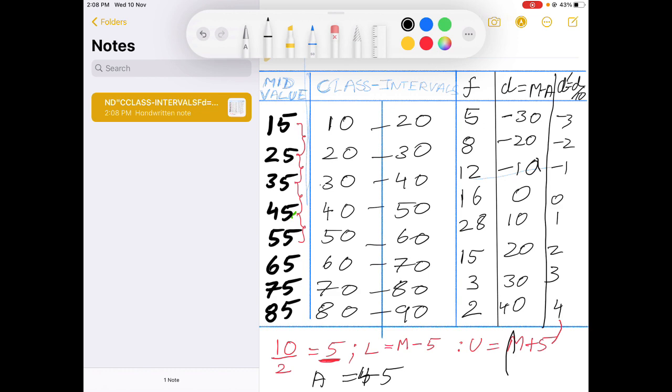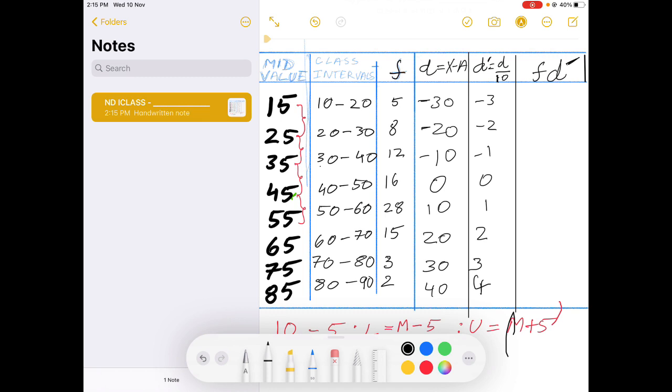One extra step is that I have to calculate fd dash. So we'll multiply the frequency with the d dash value. First is minus 3 into 5, minus 15. Second one is 8 into minus 2, minus 16. 12 into minus 1, minus 12. 0, 28 into 1, 28. 15 into 2, 30. 3 into 3, 9. 2 into 4, 8. Now I'll add these up separately to calculate the total fd dash.